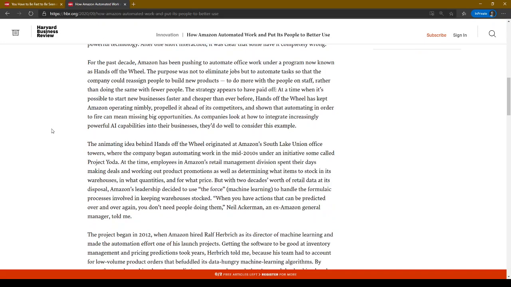For the past decade, Amazon has been pushing to automate office work under a program now known as Hands Off the Wheel. The purpose was not to eliminate jobs, but to automate tasks so that the company could reassign people to build new prototypes, to do more with the people on staff, rather than doing the same with fewer people. The strategy appears to have paid off.